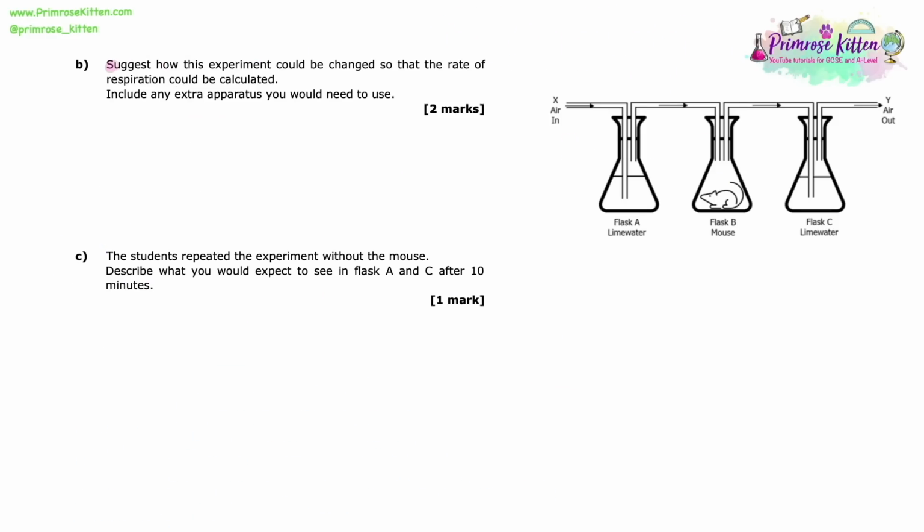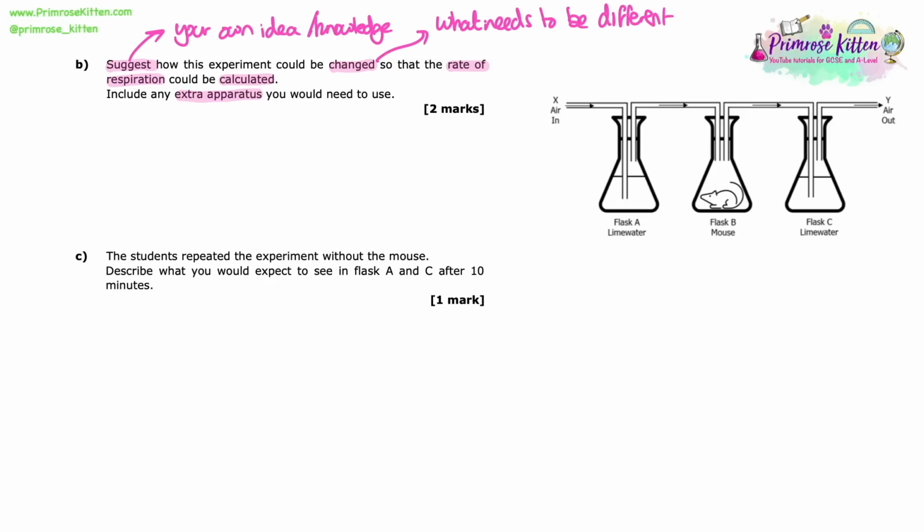Suggest how this experiment could be changed so that the rate of respiration could be calculated. Include any extra apparatus you would need to use. So this is a suggest question. This is your own idea or your own knowledge. It's not just a really cool factual question. So you need to use your own ideas and knowledge that you can kind of get from the clues in the question, but also what you've learned.